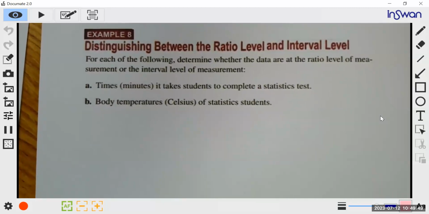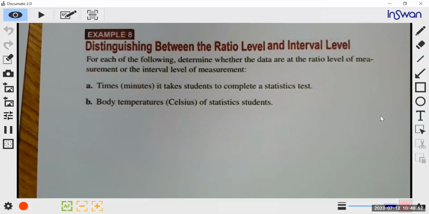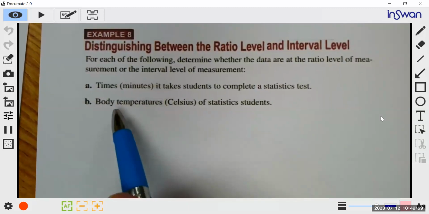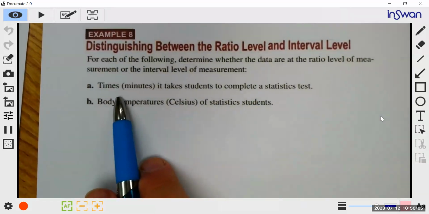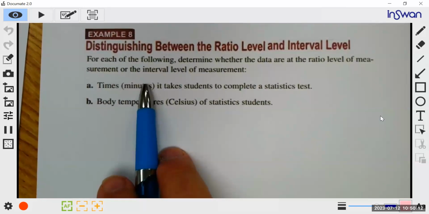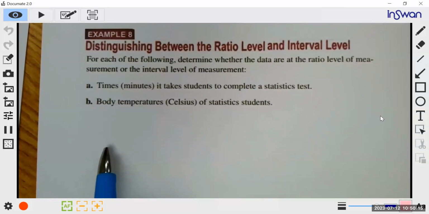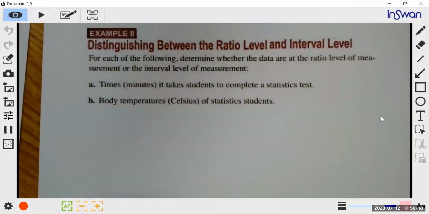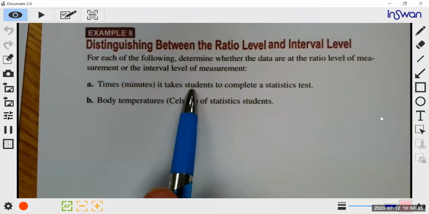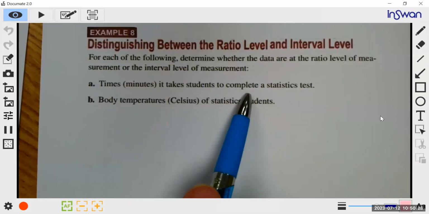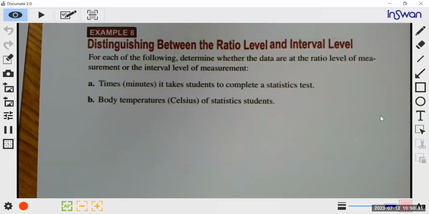What test do we use to see if it's a ratio or not? The ratio test. Time in minutes it takes students to complete a statistics test. So if one student finishes in 20 minutes and I do twice that, does that mean the next student will do 40 minutes? No, because the next student could finish in less time. So if student A completes it in 20 minutes and student B finishes in twice as many minutes, that's not really a true statement.